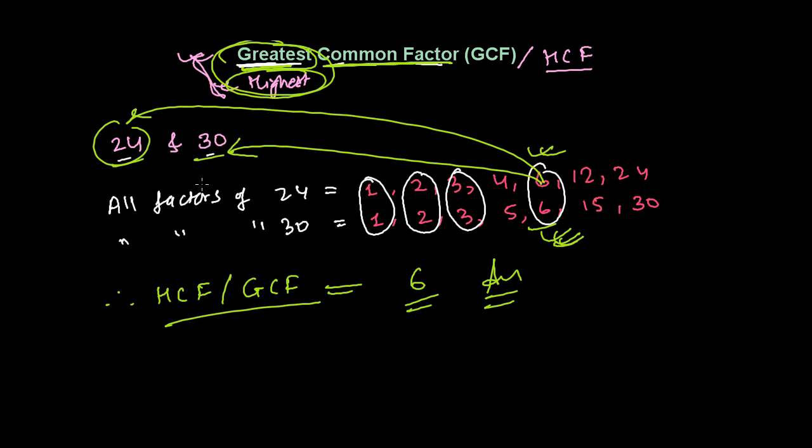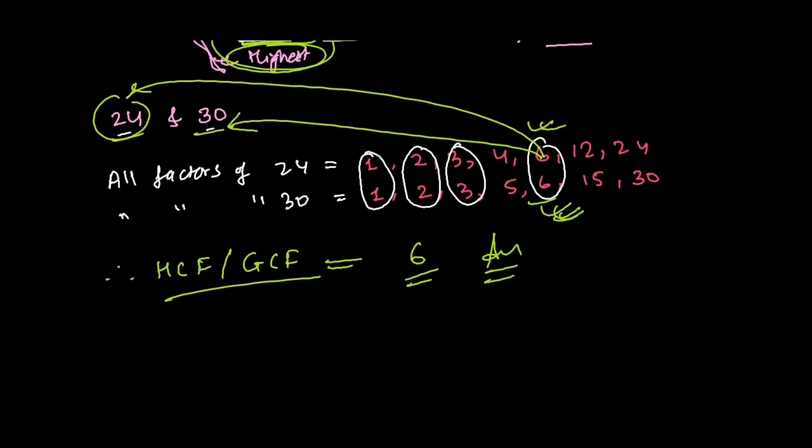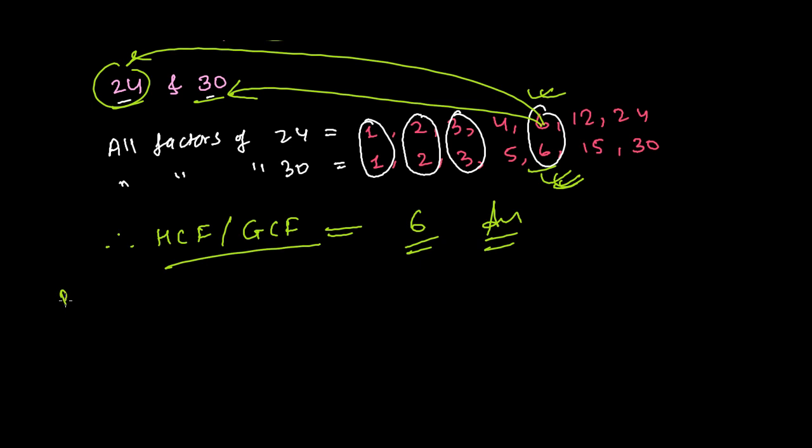And there are many methods to find the greatest common factor. You can find it by the prime factorization method, also by the division method. Let me show you here by the prime factorization method.